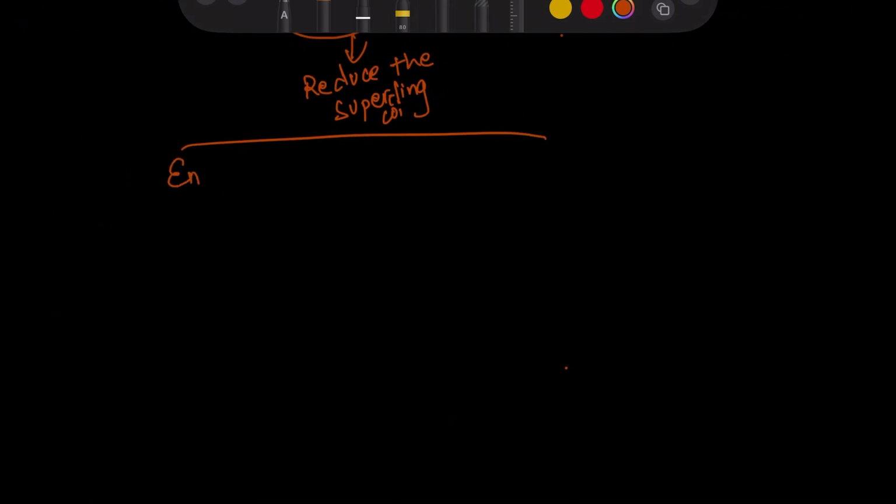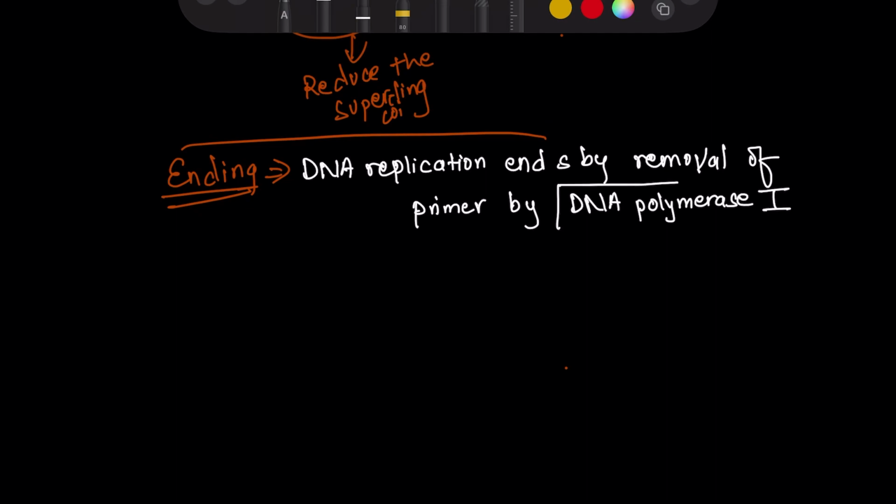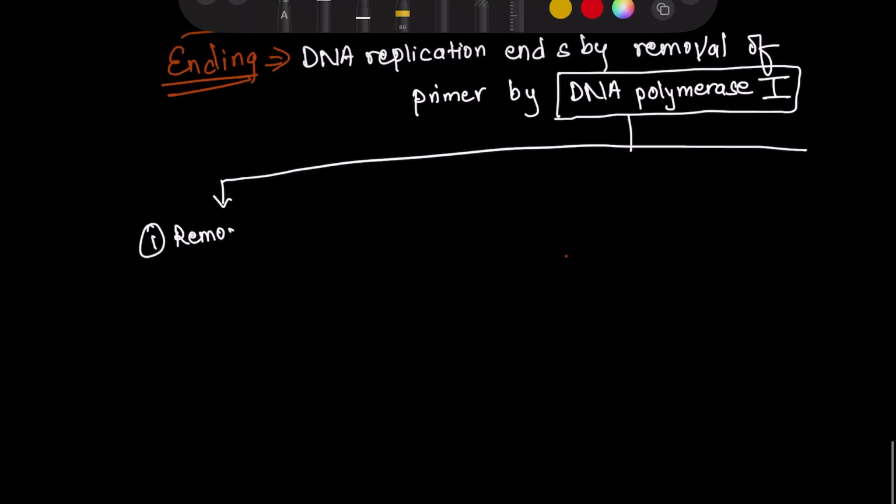Now, how does it end? DNA replication ends by removal of the primer by DNA polymerase 1, right? What? DNA polymerase 1. It will remove the primer. Let me write its various functions. Number 1, remove the primer. Number 2, add new nucleotides.